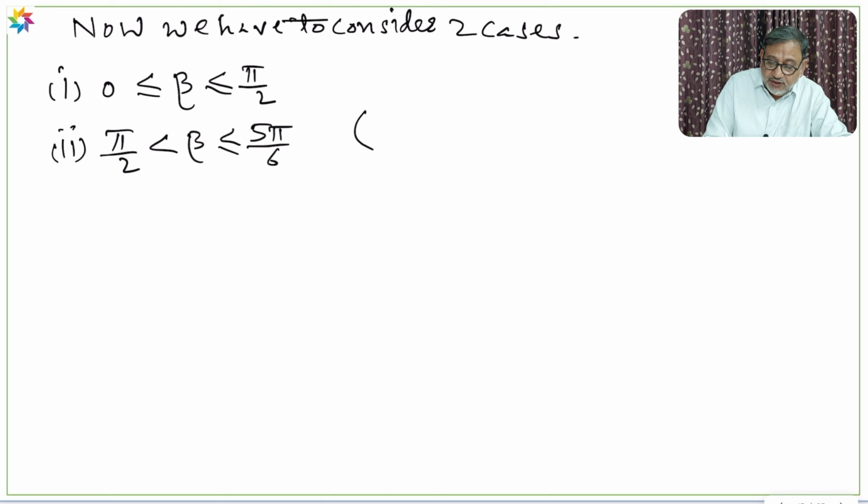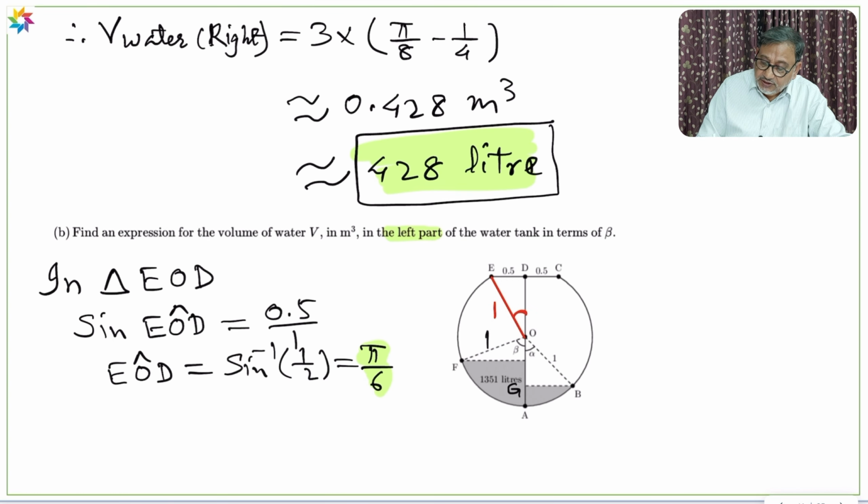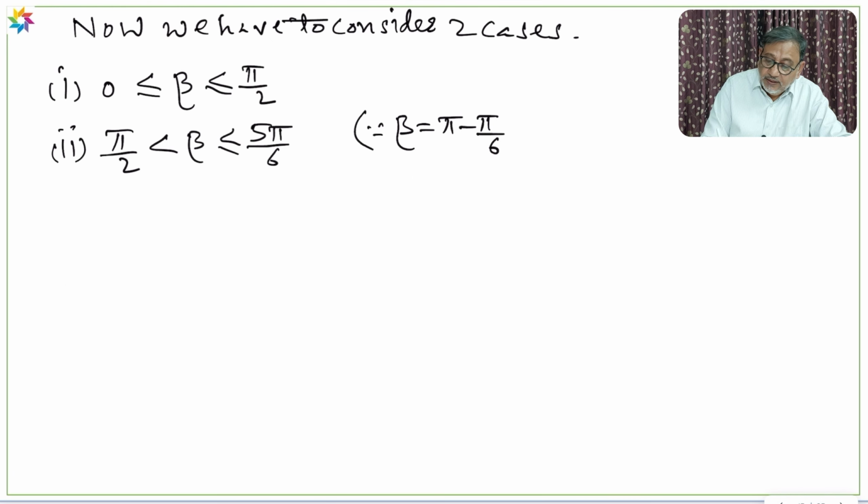Now look here, why 5 pi by 6? Because beta can be pi minus pi by 6. See, the remaining part we can subtract. This is pi by 6. So pi minus pi by 6, all of it can be beta, which will be 5 pi by 6. So that is what 5 pi by 6 I am using.